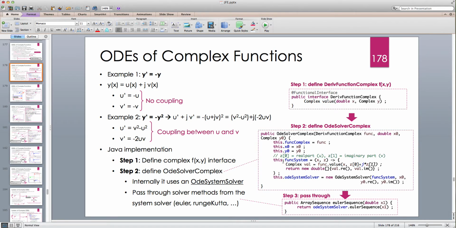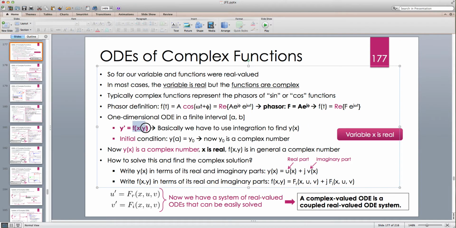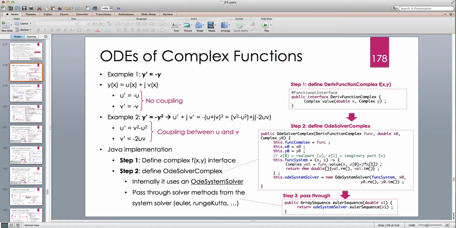So what I'm going to do here, I'm going to call this complex function, passing x and y. What is y? Y is u plus jv, so z0 plus jz1, all right? And this returns the value of the right hand side. And then my equations are the real part of this function and the imaginary part. So the function for the system of two ODEs is double val, this complex function, the real part, and val imaginary part, all right? And the ODE system solver has two equations, right?